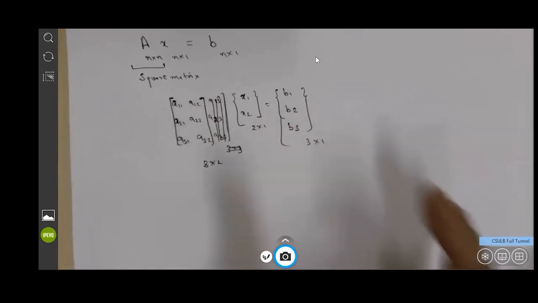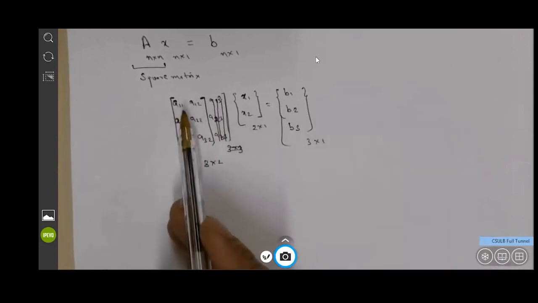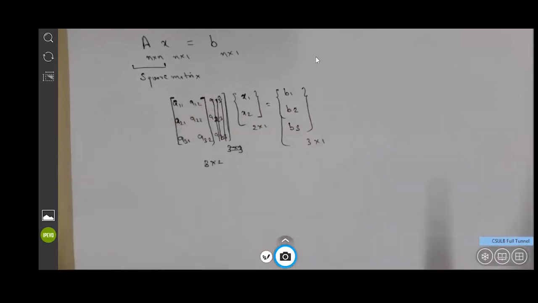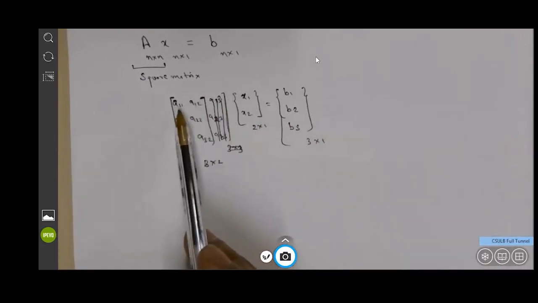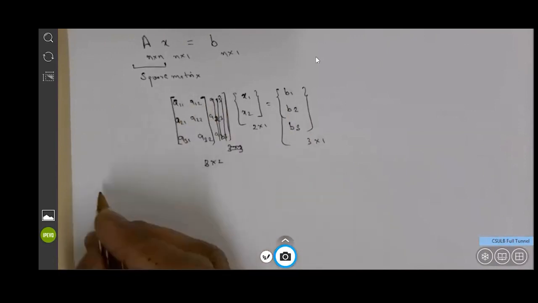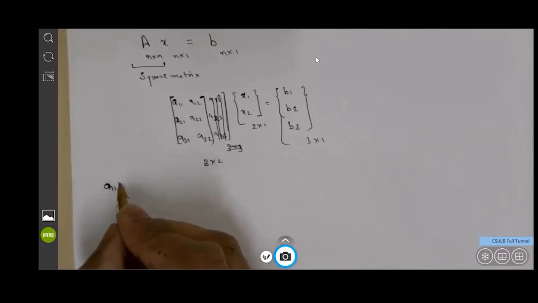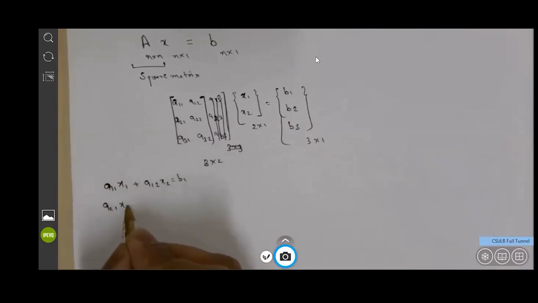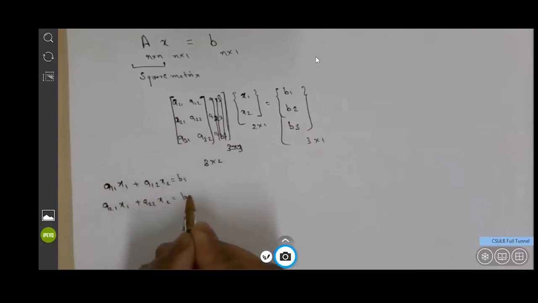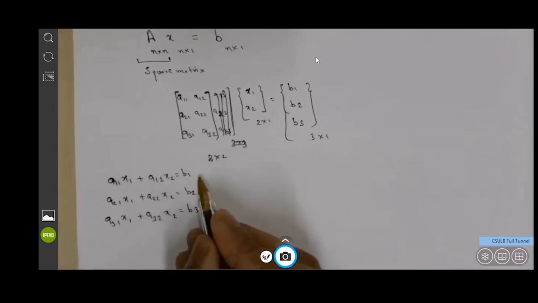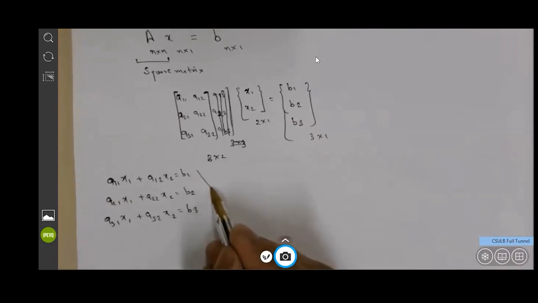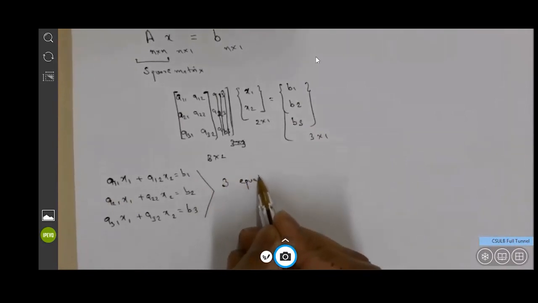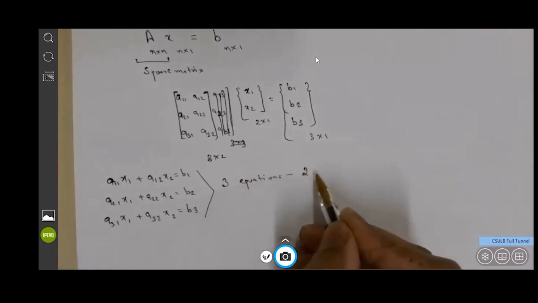So you have this system of equations. I'm not making up any numbers because I don't have the equations in front of me. Let me assume a generic set of equations where I have A11 x1 plus A12 x2 equals B1, A21 x1 plus A22 x2 equals B2, A31 x1 plus A32 x2 equals B3. These are three equations and I have only two unknowns.